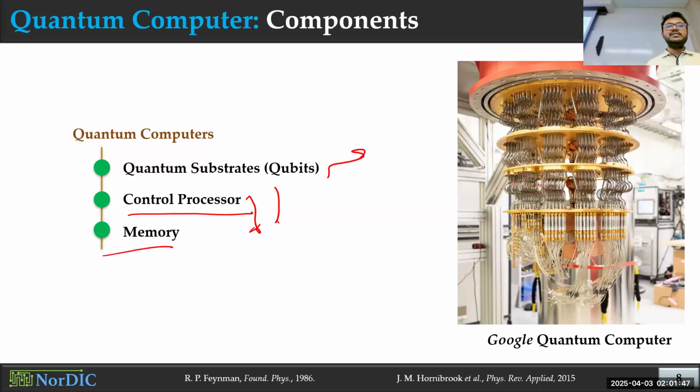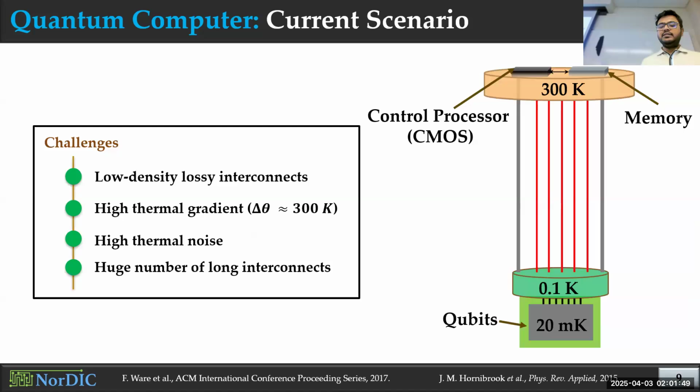And again, in the existing quantum computers that we have, as I mentioned, the qubits are placed at really low temperature, in the millikelvin range, because they are extremely sensitive to external noise. If you go to this lower temperature, thermal noise and other noise will also decrease, right? That's why, to save them from these external noises, they are placed at extremely low temperature. But in the existing architectures, the other classical components, the control processor and memory, are placed at room temperature.